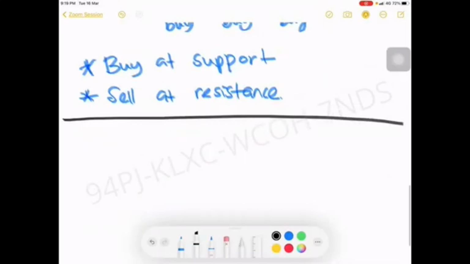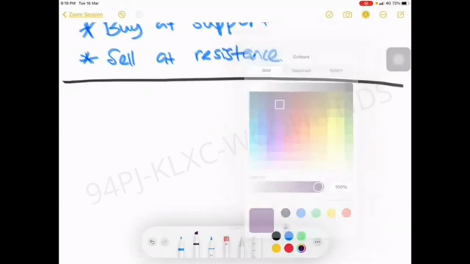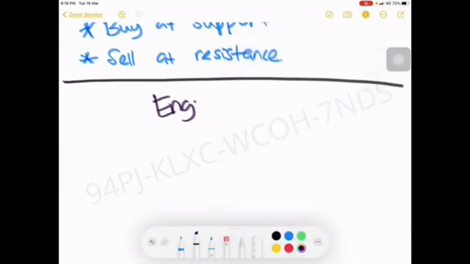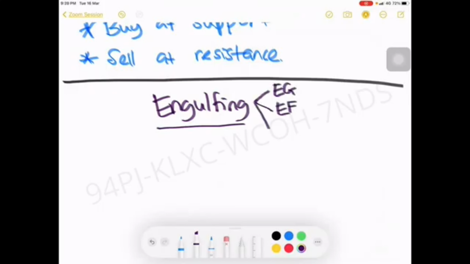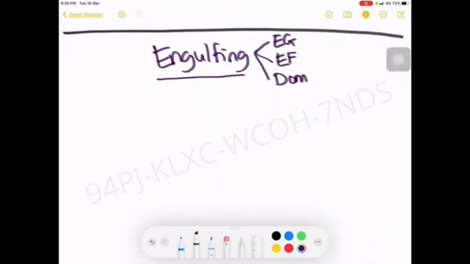Okay, so now we are at engulfing. There are three types of engulfing. We have engulfing, just a normal one, and then we have EF, and then we also have DOM. Now we're going to learn about the EG first. Easy.